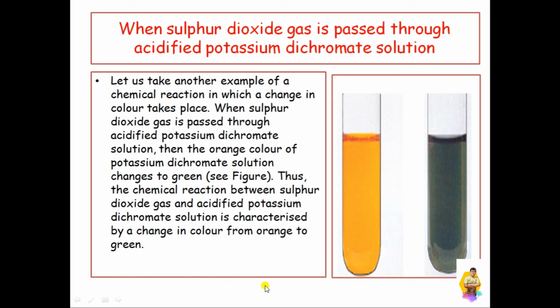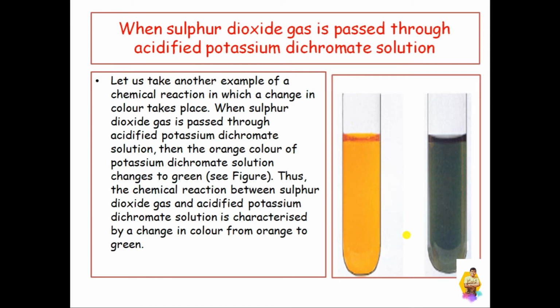Now one more example, that is when sulfur dioxide gas is passed through acidified potassium dichromate solution. So this is the color of acidified potassium dichromate solution. Acidified potassium dichromate solution is an oxidizing agent. So what happens if we treat this one with sulfur dioxide gas? The solution becomes green in color. This is another example of color change.